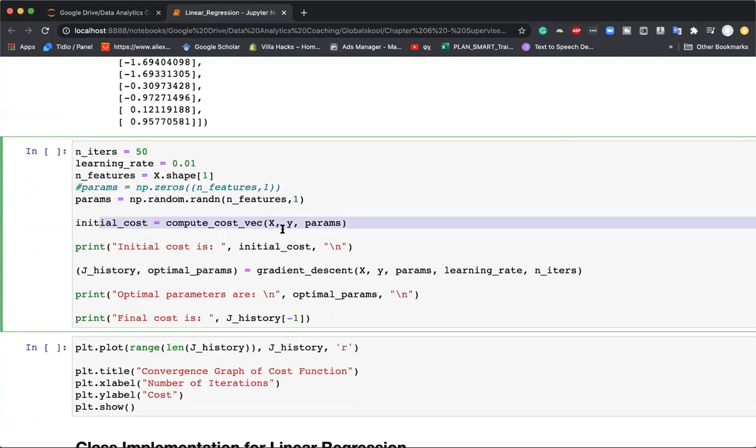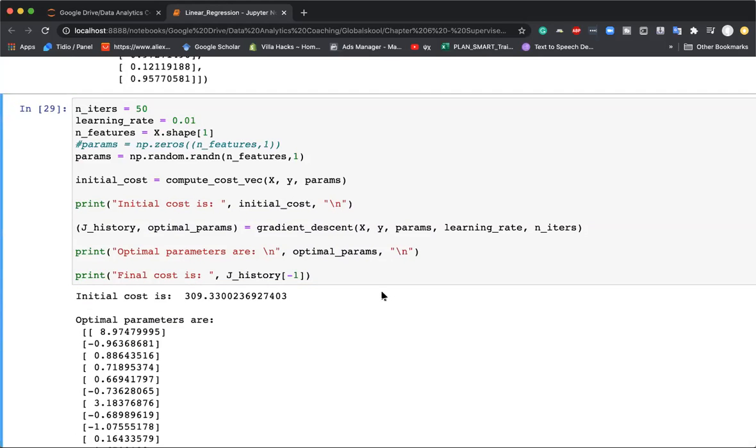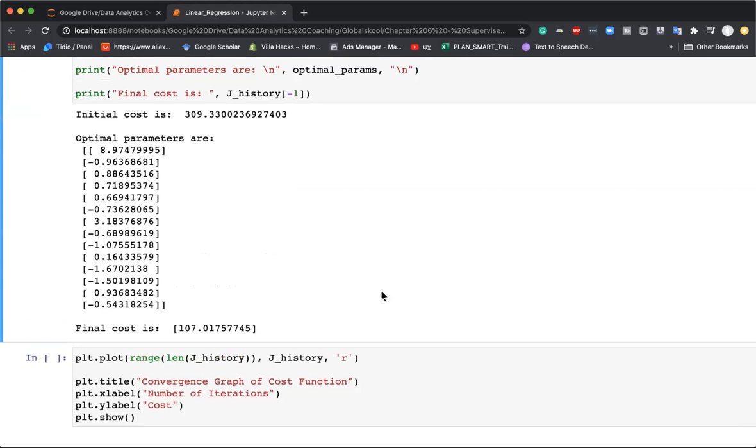We will first find the initial cost. We'll print the initial cost. Then we'll go to gradient descent. And after gradient descent, we will print the optimal parameters and we'll print the optimal cost. Okay. So let me execute this. And now we see very interestingly what has happened.